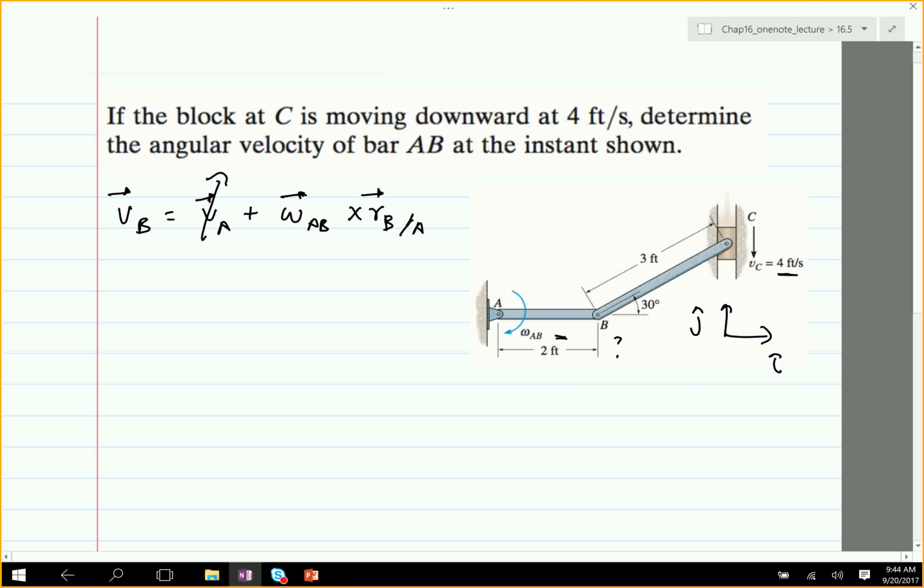Omega AB is an unknown, okay, and R A with respect to B is known. So omega AB, the magnitude. What's the direction of omega AB? It's going clockwise, so it's negative k, crossed with the vector from A to B. What's the vector from A to B? It's this way, A to B. So it's 2 feet in the direction of I.